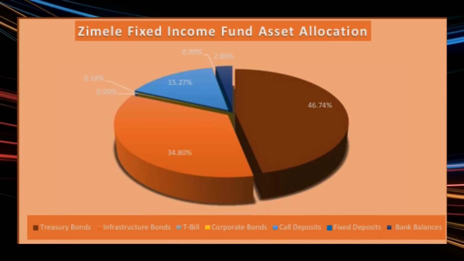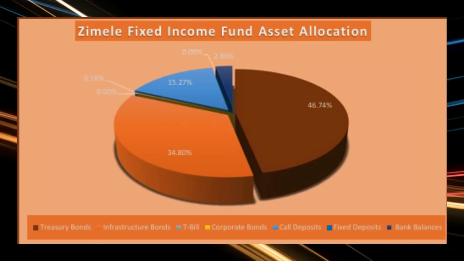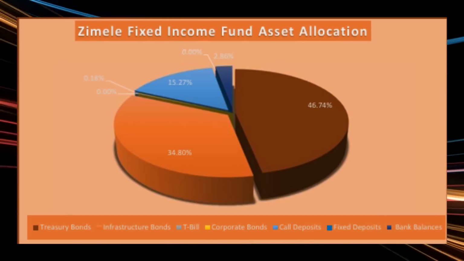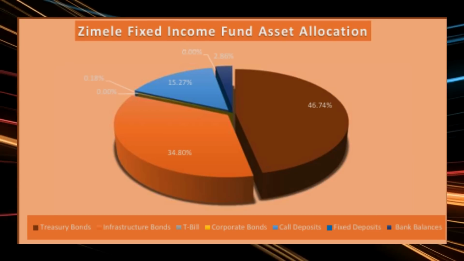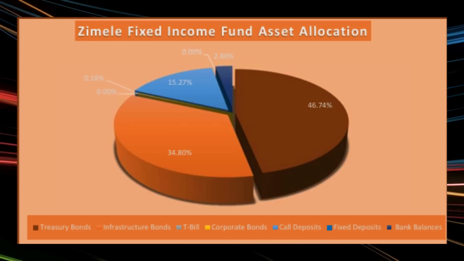And the transition from a money market fund to a fixed income fund, as seen in the Zimele case, only reflects a shift in focus towards optimizing returns for their clients while adhering to the CMA regulatory framework. And maybe I can illustrate this using the Zimele asset allocation. According to the Zimele fund fact sheet, they have invested 34.84% of their assets in the infrastructure bond, which would not be possible if this fund was a money market fund. They also have 46.74% in Treasury bonds, which also is not possible if this was a money market fund, okay?